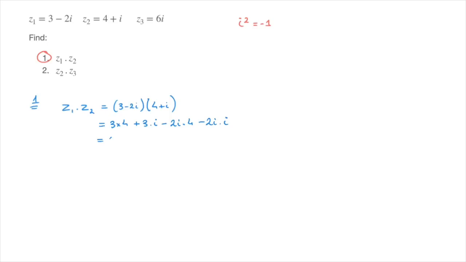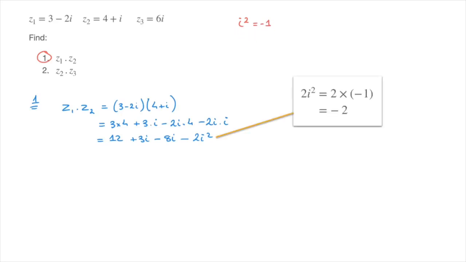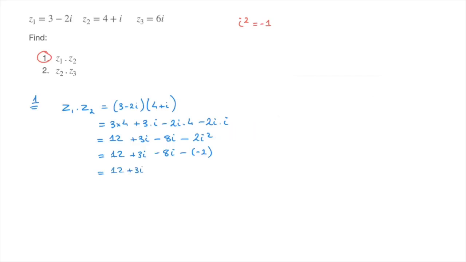That's equal to 3 times 4, which is 12, plus 3i minus 2i times 4, which is 8i, minus 2i times i, so that's 2i squared. Now, using the result we just stated, we can go ahead and write that this equals 12 plus 3i minus 8i minus -2. That's equal to 12 plus 3i minus 8i plus 2.